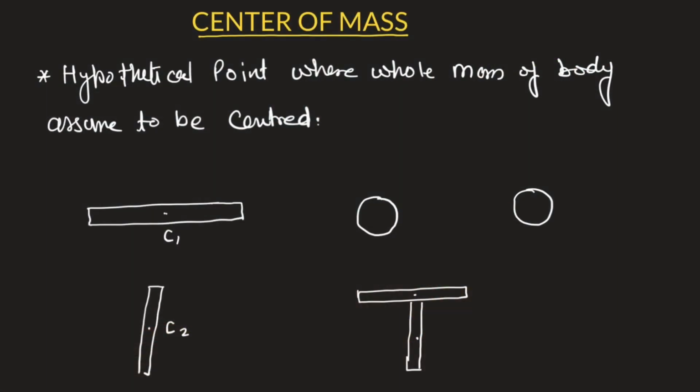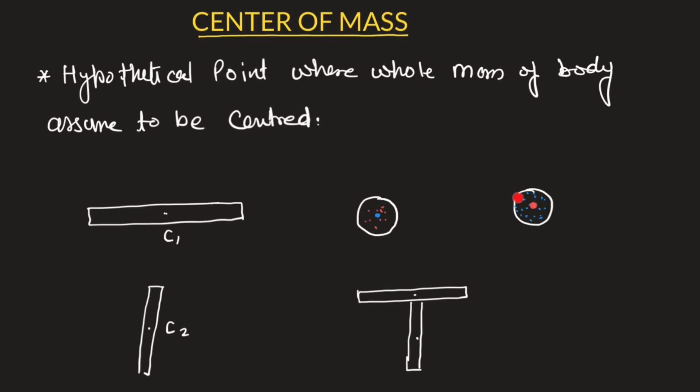Center of mass is a hypothetical point where the whole mass of the body is assumed to be centered. So what we are doing is assuming the whole mass of the body is centered at a single point. For example, if you see this rod, the mass is distributed everywhere, but we assume that the whole mass of this body is centered at a single point. So we say it's the center of mass. If we see this sphere, every point contains mass, but we assume the whole mass of this body is centered at a single point. This point is called the center of mass.